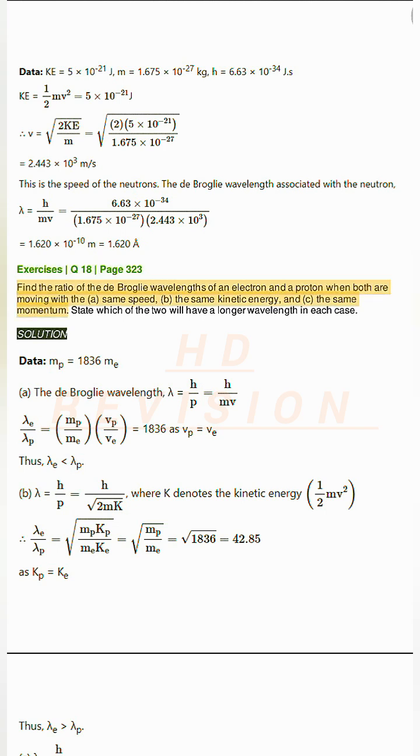Exercises Q18, page 323. Find the ratio of the de Broglie wavelengths of an electron and a proton when both are moving with a. the same speed, b. the same kinetic energy, and c. the same momentum. State which of the two will have a longer wavelength in each case. Solution.